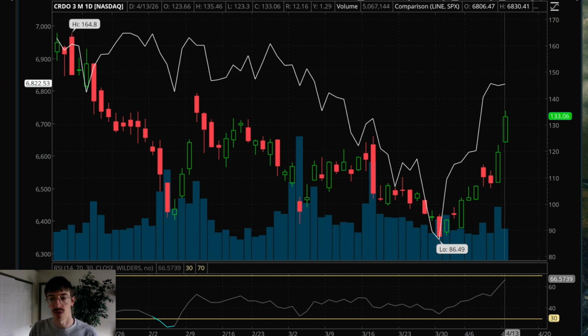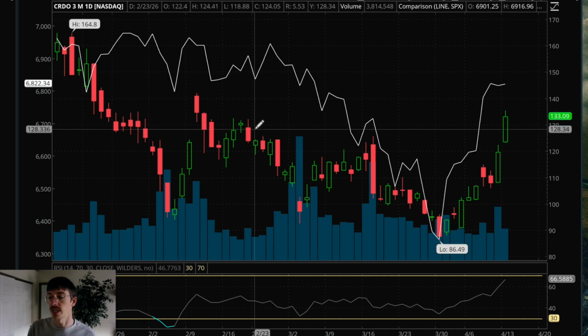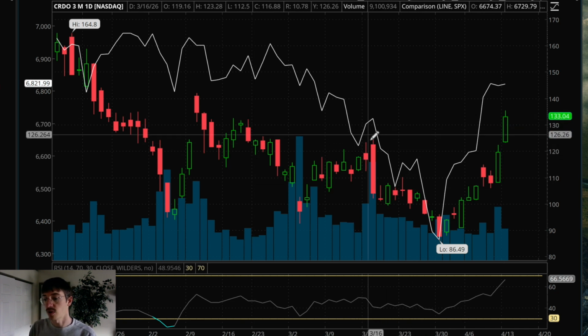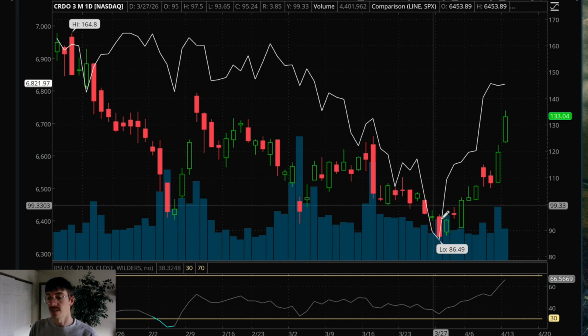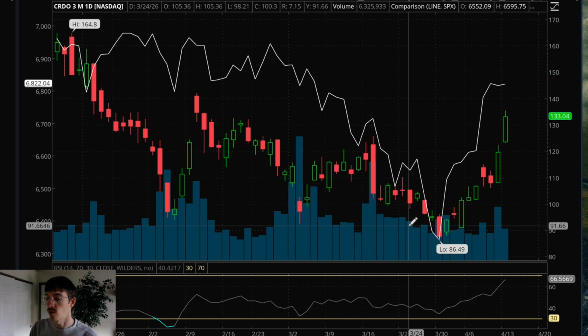For this chart for CRDO, it's not as picture perfect because this is in a little bit of a downtrend along with the market. That being said, it does have some relative strength because we can see as the market is trending lower, making lower lows, lower highs, this is actually able to start forming some support right around this $90 level on the chart.